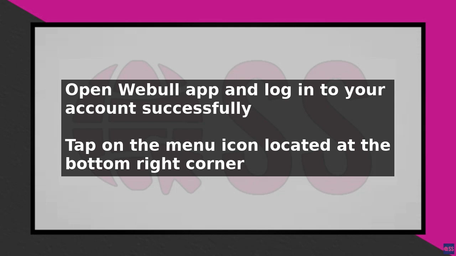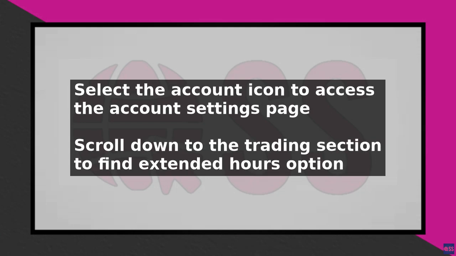On this page, scroll down to the trading section and look for the extended hours option. Tap on it to proceed to the next step. In the extended hours section, you will see a toggle button that allows you to enable or disable extended hours trading. To turn on extended hours, simply toggle the button to the right.